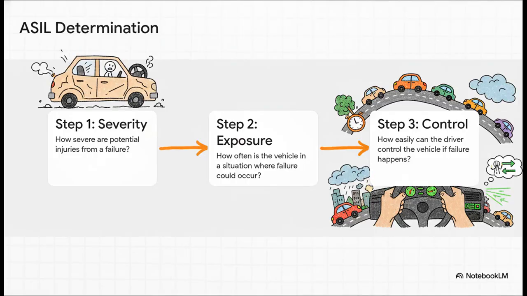So how do they come up with this ASIL rating? Well, it's not random. It comes down to answering three basic questions for any potential failure. First, severity. If this thing fails, how bad could the injuries be? Second, exposure. How often are you in a situation where this failure could even happen? And third, controllability. If it does fail, can the driver actually regain control of the car? It's a really logical step-by-step process.